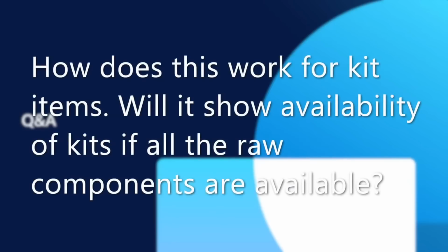How does this work for the kit items? Will it show the availability of kits if all the raw components are available? If we understand this question, there is no direct relationship we maintain. You have to search for individual products, whether it's a raw material or finished goods, and you will be able to see the inventory. There is no filter criteria as such that certain products will be restricted. You will be able to see inventory on hand for any product, whether it's a raw material or finished goods, if I understand the question correctly.